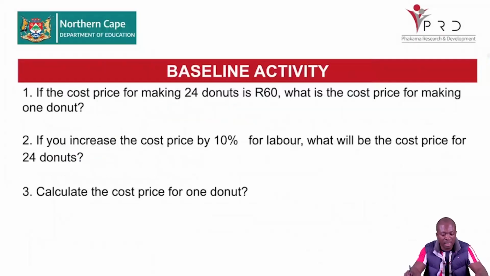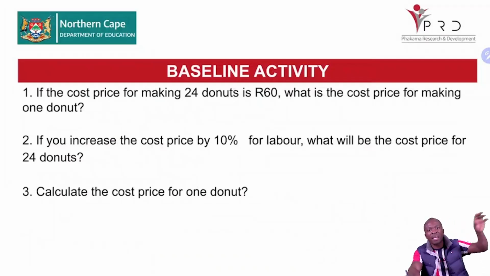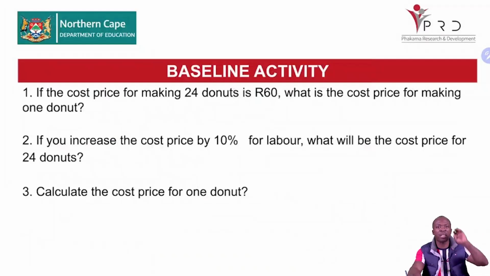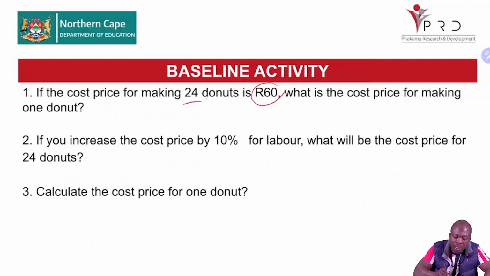We call them independent. So my first question to you is, as we try to refresh our memories, because these are things we have done already, we did some of them even in grade 11: if the cost price for making 24 donuts is 60 Rand, what is the cost price for making one donut? How much did we spend? We spent 60 Rand to make how many? 24. So how do you think we are going to do this one? Can we work together quickly? Take your calculator. We are working.